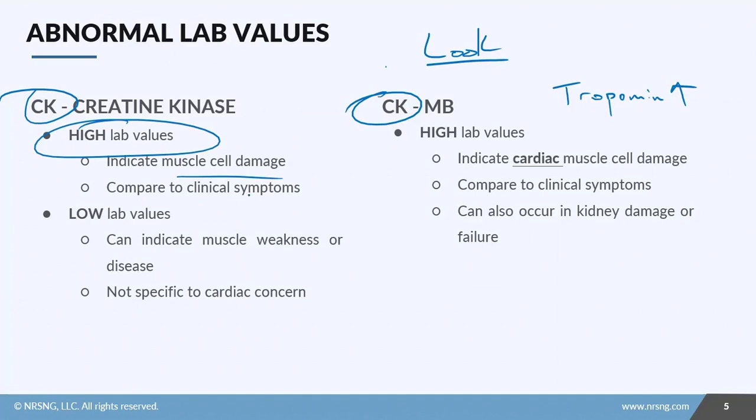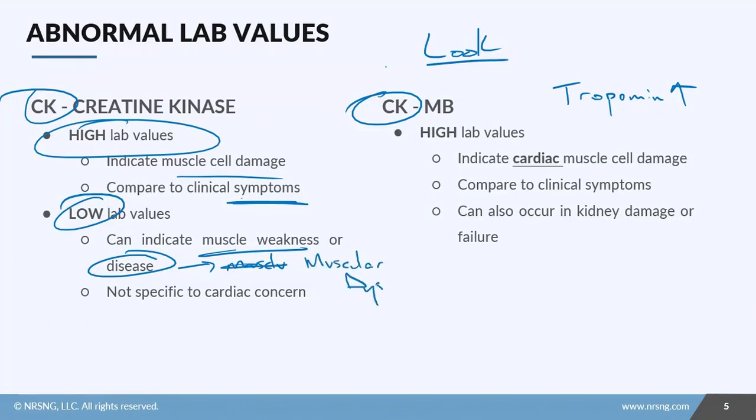For patients where you have elevations in that CK specifically, it just indicates some sort of muscle cell damage, and it's not specific to any type. What you want to do is compare that to your patient's clinical symptoms. Now, if the CK levels are low, what that could indicate is some sort of muscle weakness or disease. This could be like muscular dystrophy, an example of why your CK levels will be low. But it's not specific to any sort of cardiac concern.